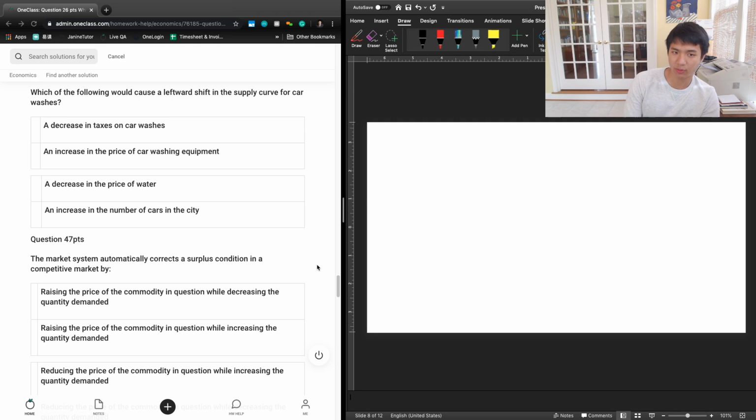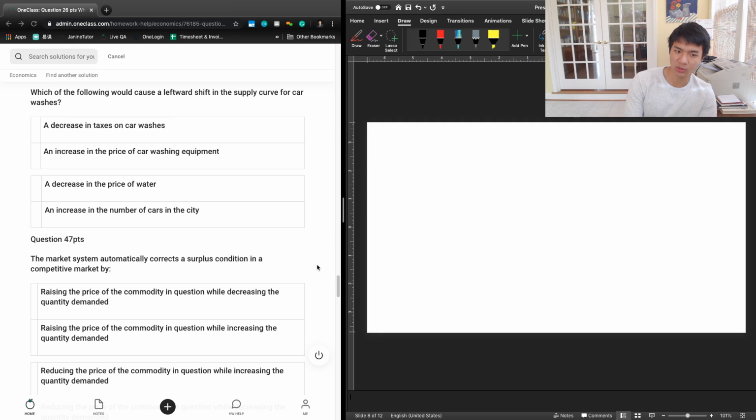C says a decrease in the price of water. So we assume that water is a supply input. Then if the price of an input goes down, the quantity supplied at every price level goes up. And so that's going to be a rightward shift in the supply curve. So it is a supply determinant, but it gets the direction wrong.